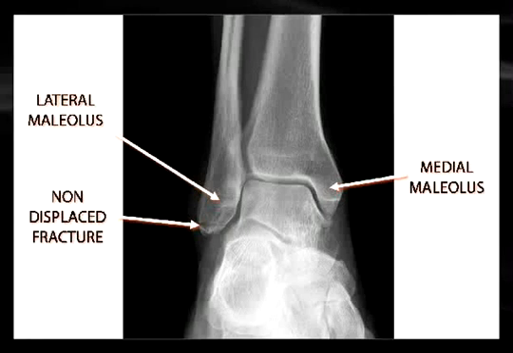In this ankle x-ray and the AP view, now you can see that there's a little tiny fracture on the edge of the lateral malleolus, and this is an avulsion fracture.